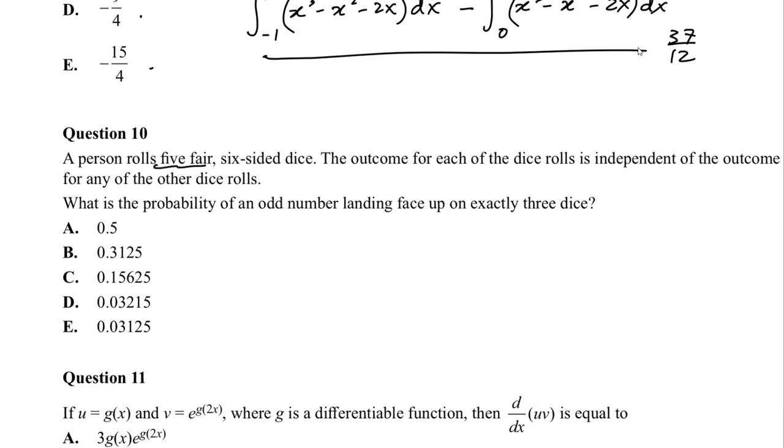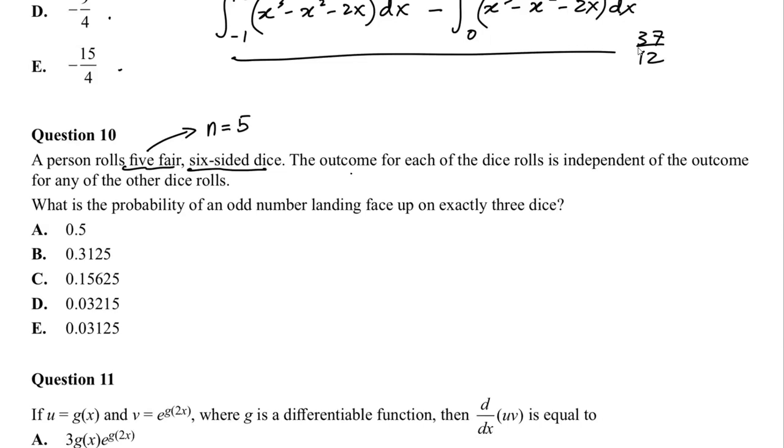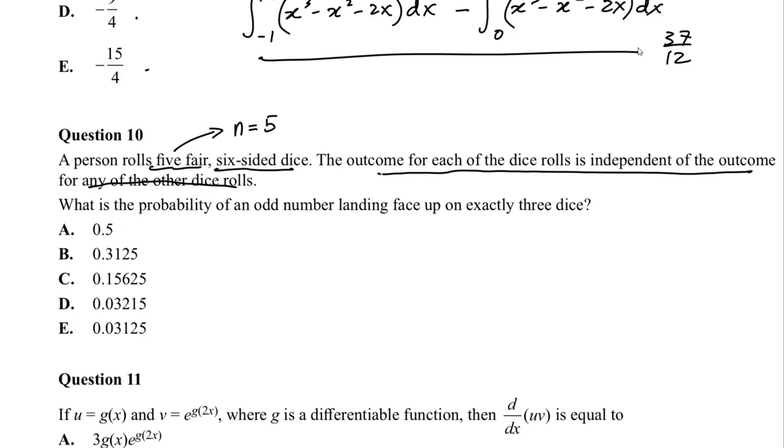Okay, 5 fair 6-sided dice, fair dice. So n equals 5. That's how many experiments you are running. The outcome for each of the dice rolls is independent of the outcome for any of the other dice rolls. What is the probability of an odd number landing face up? Okay, so we have 1, 2, 3, 4, 5, 6. Odd number, 1, 3, 5. So 3 out of 6 faces, that's half. So p equals half.